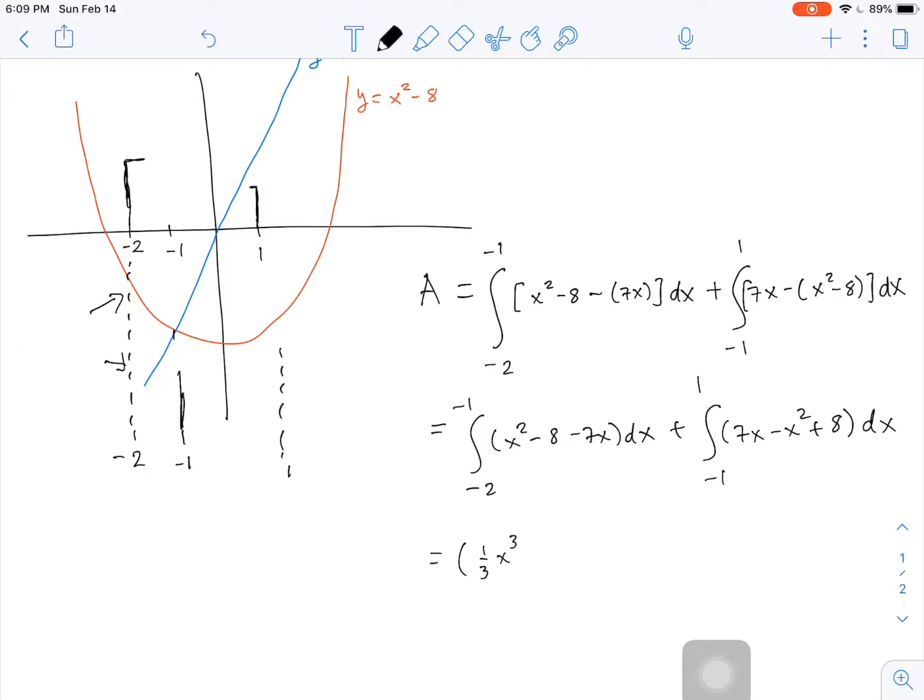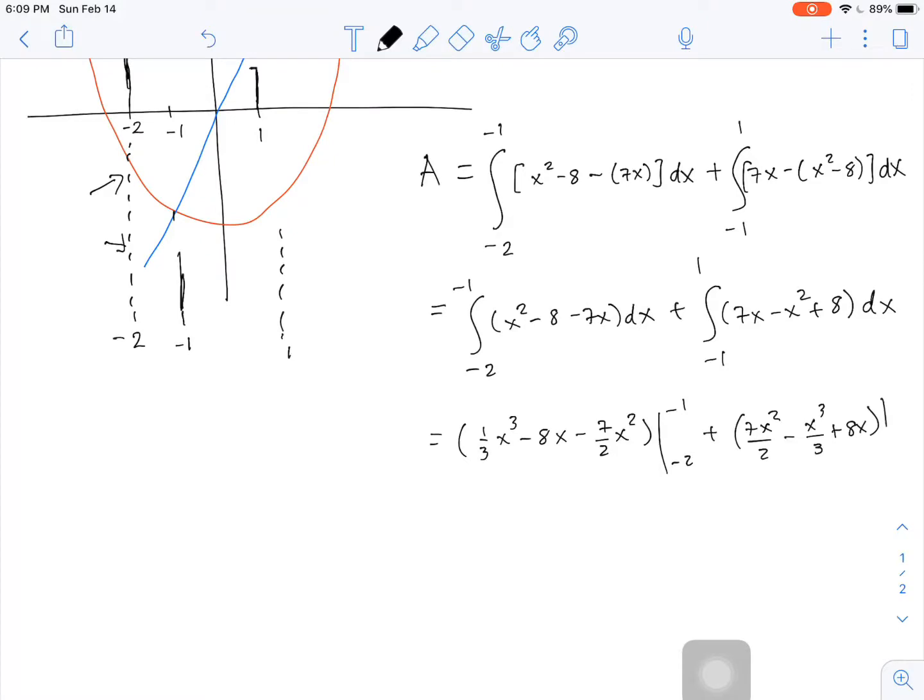From here we can do 1/3 x cubed plus 8x minus 7/2 x squared, from -2 to -1, plus 7x squared over 2 minus x cubed over 3 plus 8x, and then we'll put the boundary from -1 to 1. From here you can just plug in the numbers.